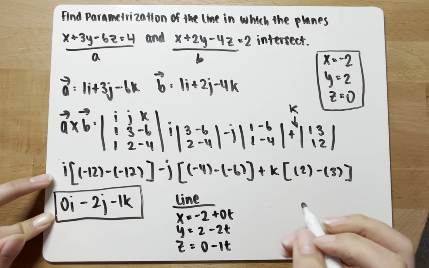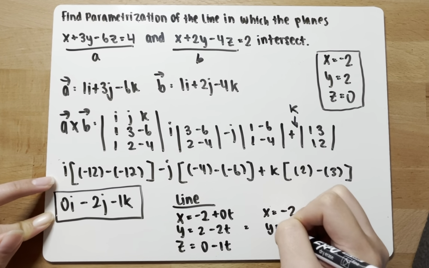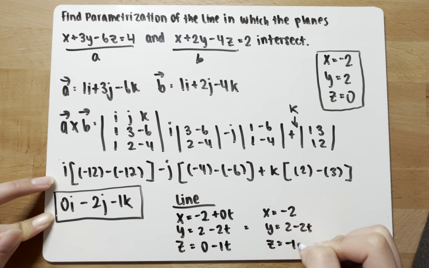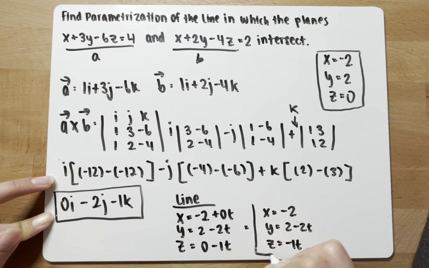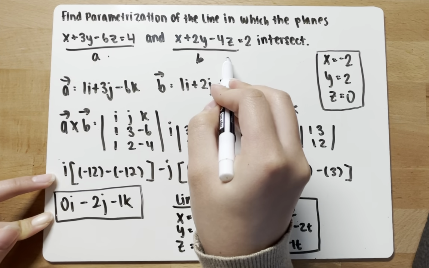If you want to simplify that, you get x equals negative 2, y equals 2 minus 2t, and z equals negative 1t. And that is the parametrization of the line in which this plane and this plane intersect.